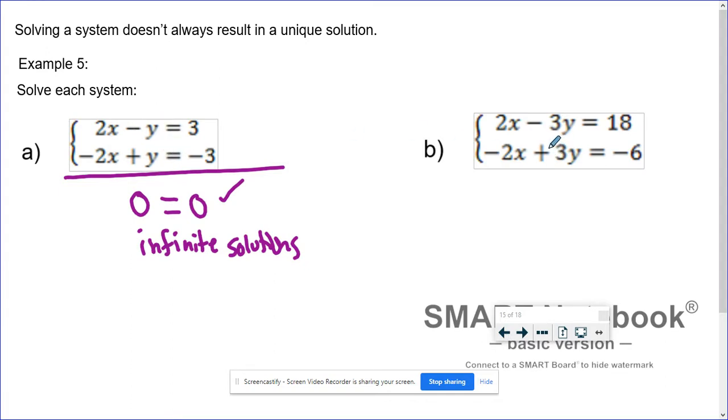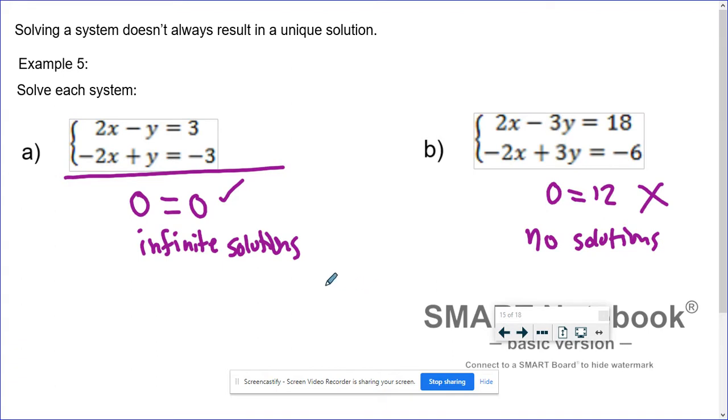Over here, 2x and negative 2x is 0. Negative 3y and 3y is 0. So that adds up to 0. 18 plus negative 6 is 12. That's not a true statement. So this is where it would be no solution. If you were to graph those lines, they would be parallel lines. They'd never touch. So that's why there's no solution.